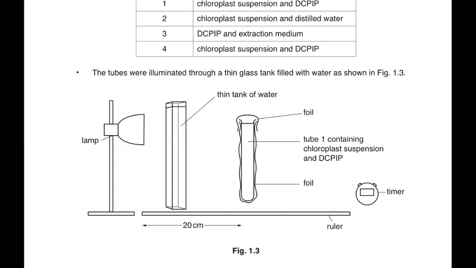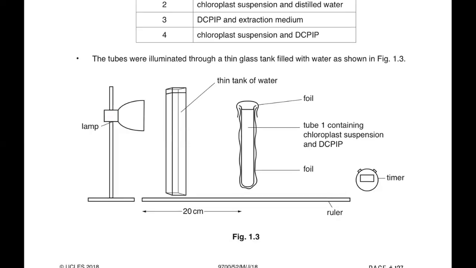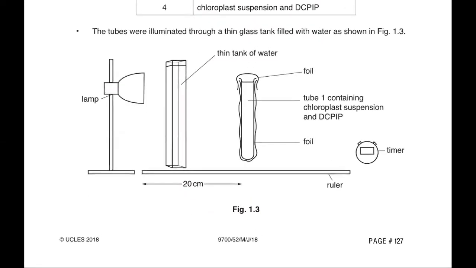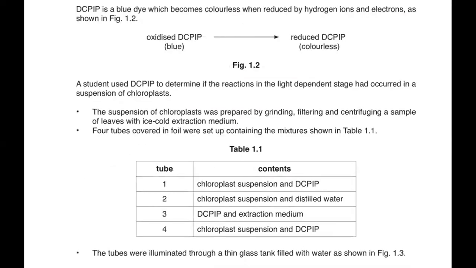Why have I picked up this question? Number one, because it points out a very important aspect of your photosynthesis chapter, in which we study DCPIP and the Hill reaction, how the loss of its color can be used as a variable to find out the rate of the light dependent reaction. This question came in May June 2018. This was the second variant of paper 5, and this is question 1.